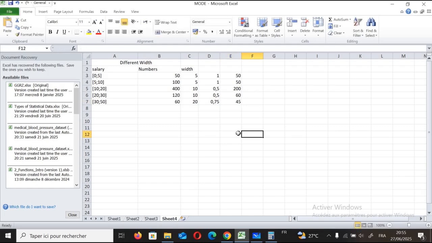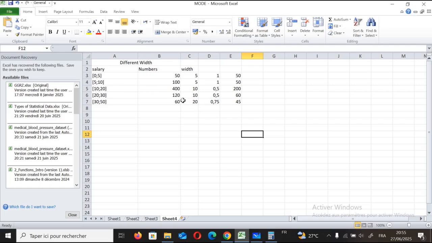So now we're going to look for the modal class. We look for the most frequent or the biggest value, which is 200, in the interval 10 to 20. We look for the lower boundary of the modal class, which here is 10.